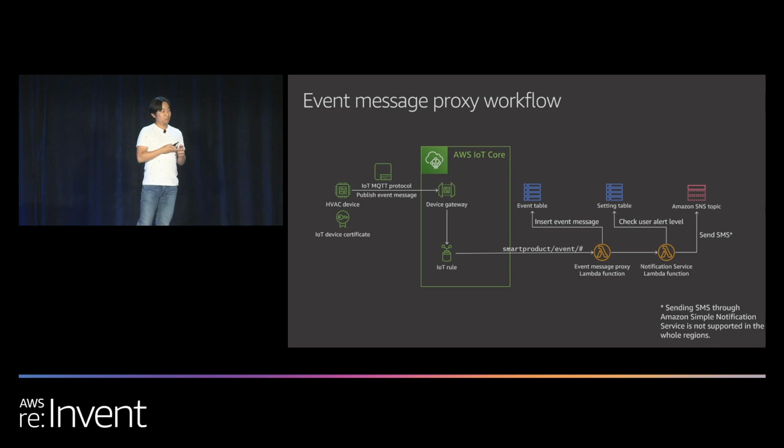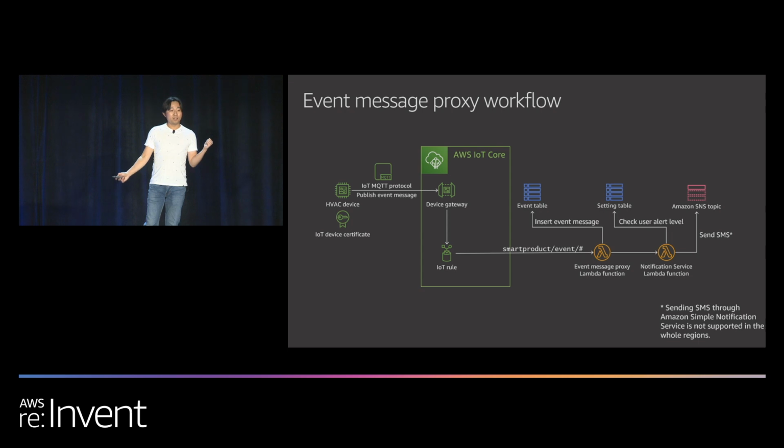After that, the event message proxy Lambda function is going to send that message to the notification service so that you can get notifications. For the smart product solution, we are using a setting table which contains which events you would like to get the notification for. For example, we have error message, warning message, info message, or diagnostic message. So you can set up the level of the events you get notifications for. To customize this, you can also set up your threshold to get any notification from the notification service Lambda function.